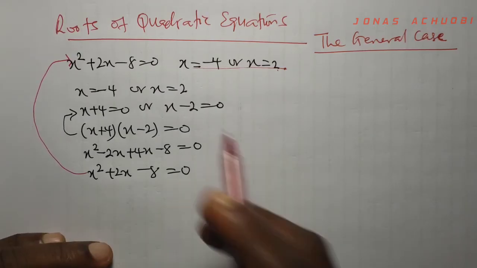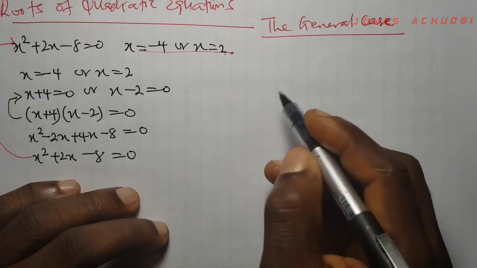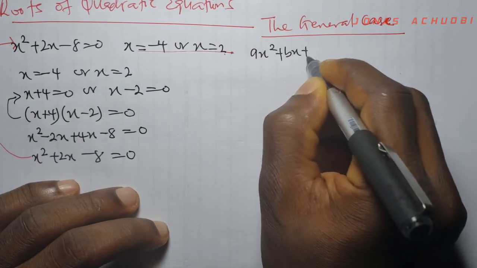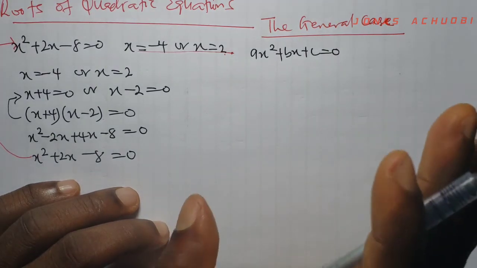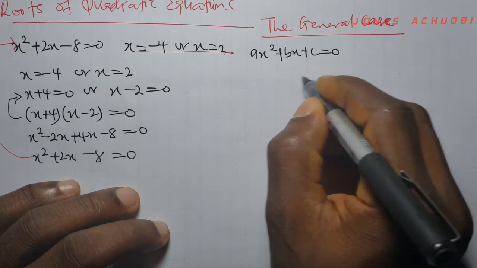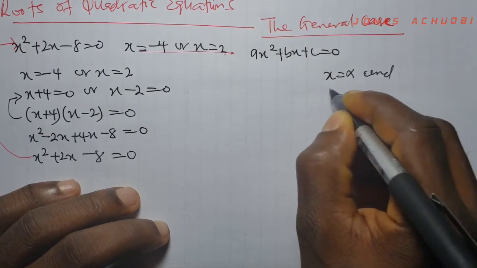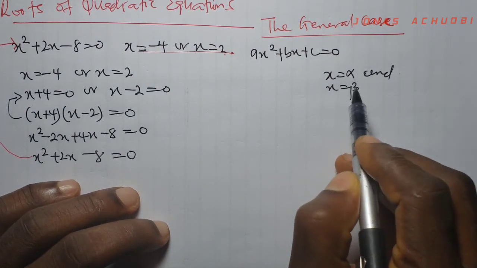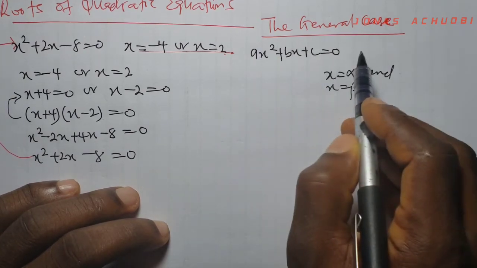Now let's take a closer look at these roots in a general case. So let's consider again our general equation ax squared plus bx plus c equal to 0. And suppose we are told that the two roots of the equation are x equal to alpha and x equal to beta. We are told that x equal to alpha and x equal to beta are the two solutions, or the two roots, of the equation.